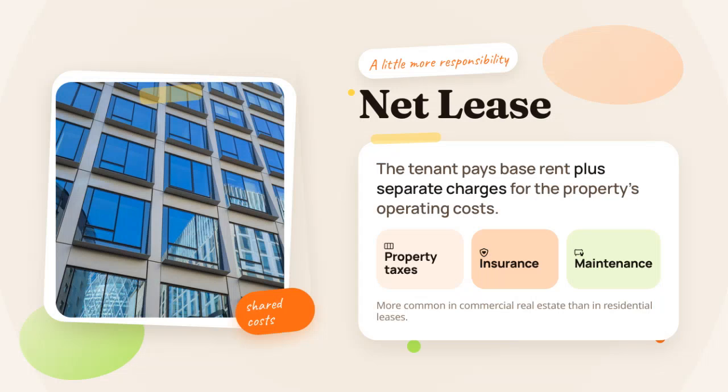Now, let's talk about net leases and how they relate to shared costs. In a net lease, the tenant takes on a bit more responsibility compared to a standard lease. Specifically, the tenant pays a base rent, but on top of that, they're also responsible for additional charges related to the property's operating costs. These operating costs typically include property taxes, insurance, and maintenance expenses. This type of lease arrangement is more common in commercial real estate settings than in residential leases. So essentially, the tenant shares the financial burden of keeping the property running smoothly, which is why it's called a net lease involving shared costs.